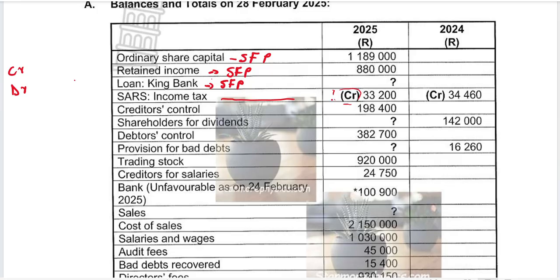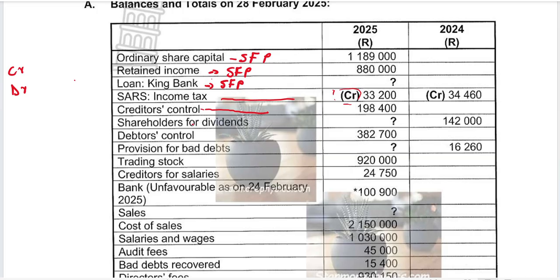We are going to record it under what? Under trade and other receivable. Do you get me? So since it is credit, it means that we owe SARS 200. So creditors control, they provided this figure for us, and creditors control falls under what? It falls under statement of financial position, under trade and other payables. Do you get me?